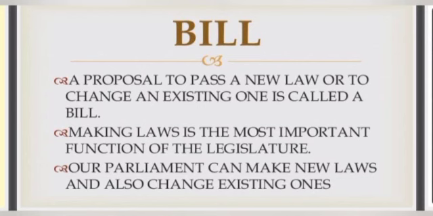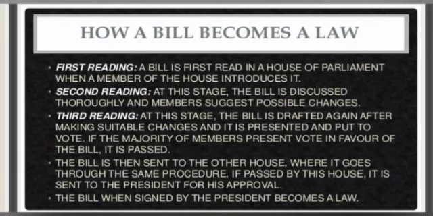Now the next point is the bill. A proposal to pass a new law or change an existing one is called a bill. Making laws is the most important function of the legislature. Our Parliament can make new laws and also change existing ones. How does a bill become a law? First reading: a bill is first read in a house of Parliament when a member of the house introduces it. Then at the second stage the bill is discussed thoroughly and members suggest possible changes. Then third, at this stage the bill is drafted again after making suitable changes, presented and put to vote. If the majority of members present vote in favor of the bill, it is passed.